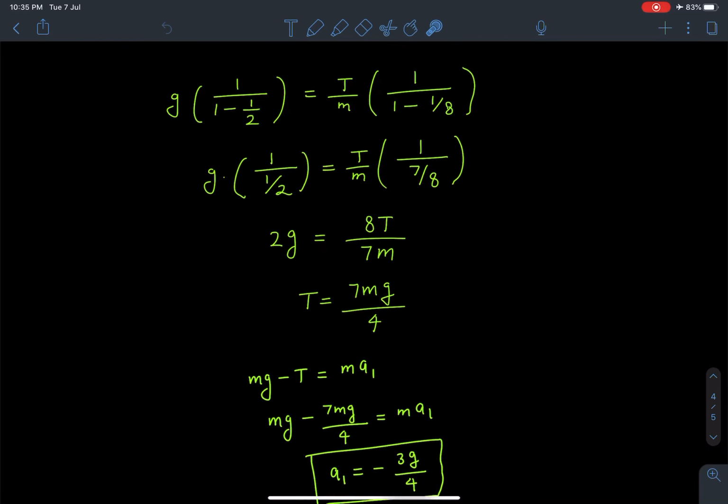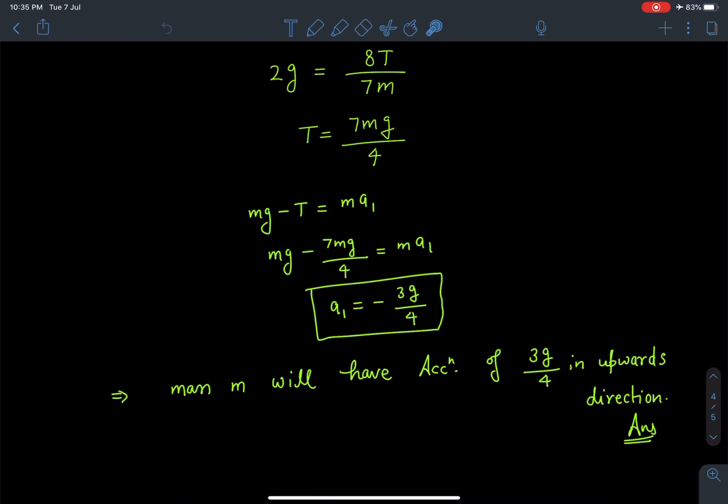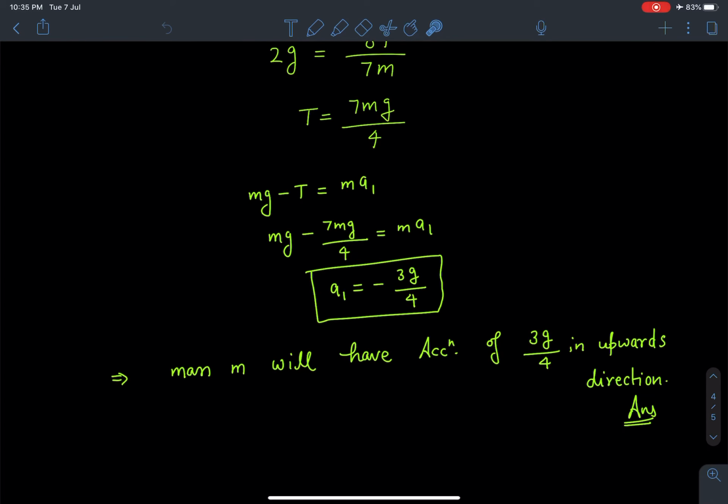When I substitute this value in the very first equation, mg minus T is equal to m a1, and this T value gives a1 as 3g by 4 with a negative sign, so minus 3g by 4. What is the meaning of it? It means this acceleration of 3g by 4 is actually in the upward direction. So this is the answer for this question.